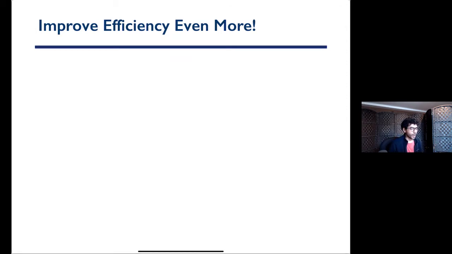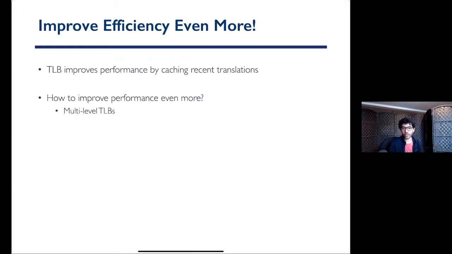Now, how can we improve performance even further? Well, we can have multiple levels of TLBs, the same way with caches. So we added one cache, and that speeds up your execution. But then you can have multiple caches. If you miss in the first level cache, you can go to the second level cache. If you miss in the second level cache, you can go to the third level cache. And if you miss in the third level cache, then you go to memory eventually.